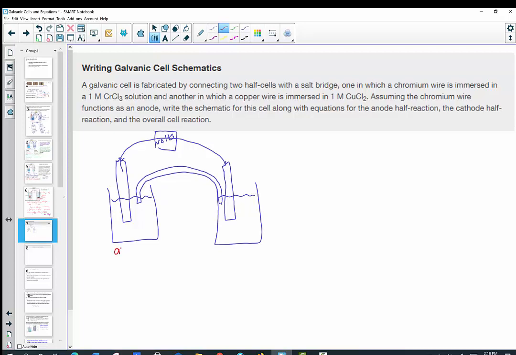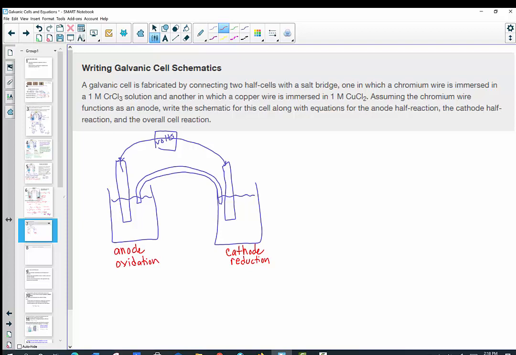That I will always place the anode to the left, and I'll always place the cathode to the right. The anode is the site of oxidation, and the cathode is always the site of reduction. Okay, so that's so far.